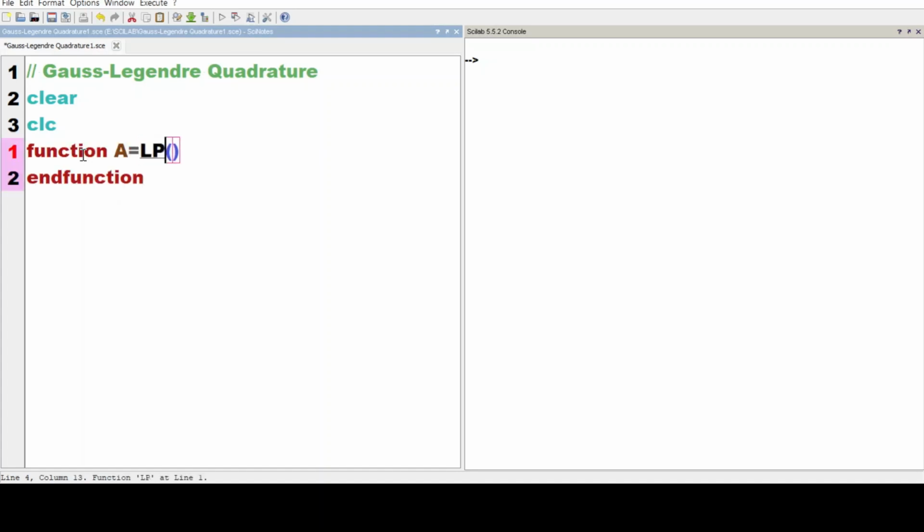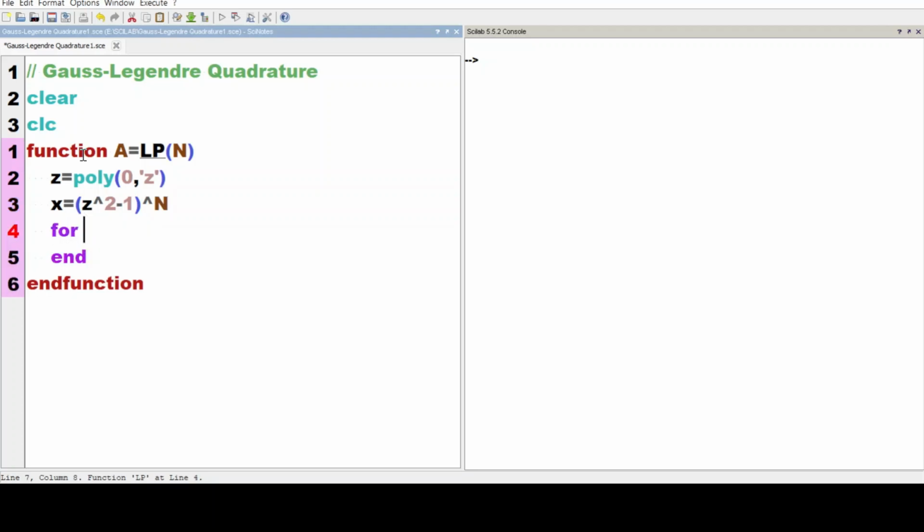A is equal to LP of n. Here Z is equal to poly 0, comma, in single quote we write Z. X is equal to Z square minus 1 raised to n. Z square minus 1 whole raised to n.